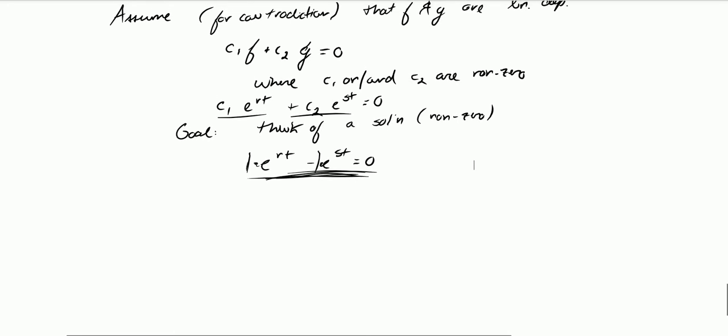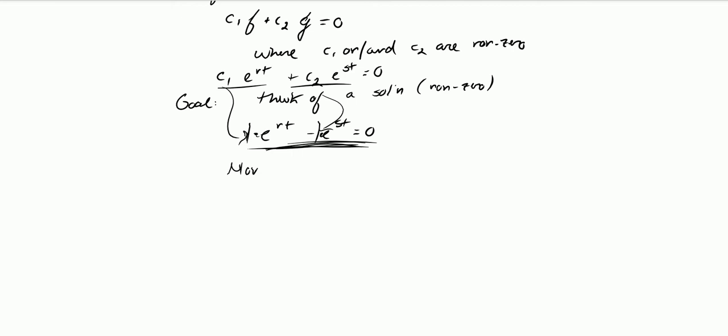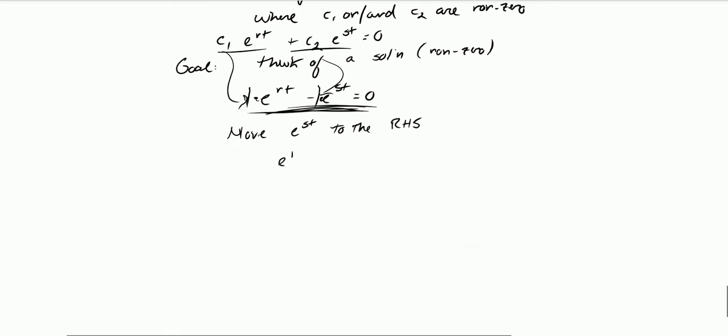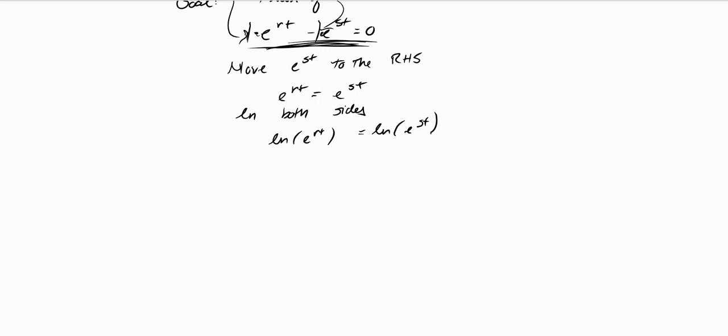Okay, so I just choose a non-zero solution where c1 is 1 and c2 is minus 1, and that's equal to 0. So now I move e to the st to the right-hand side. What I get is e to the rt is equal to e to the st. Now I take ln of both sides. So I get ln e to the rt is equal to ln e to the st. If I take ln of e to the something, I just get that something. So I get rt is equal to st.